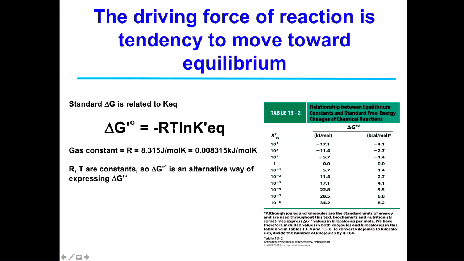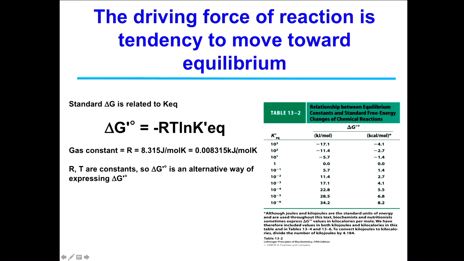T, what's T? Guess? Temperature, okay. Yeah, very good, thank you. Kelvin, yeah. And R. Okay, so the gas constant is R, 8.315 joules per mole K. That's your Kelvin again, okay. Or if you have kilojoules, 0.008315 kilojoules per mole K.